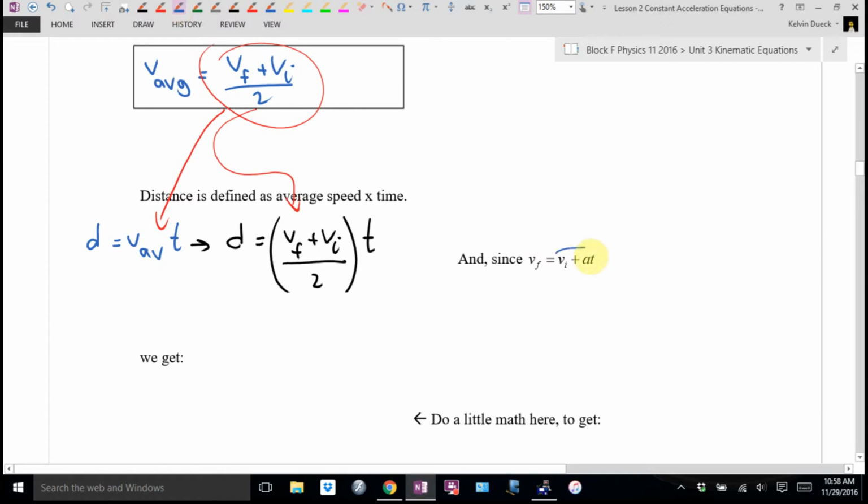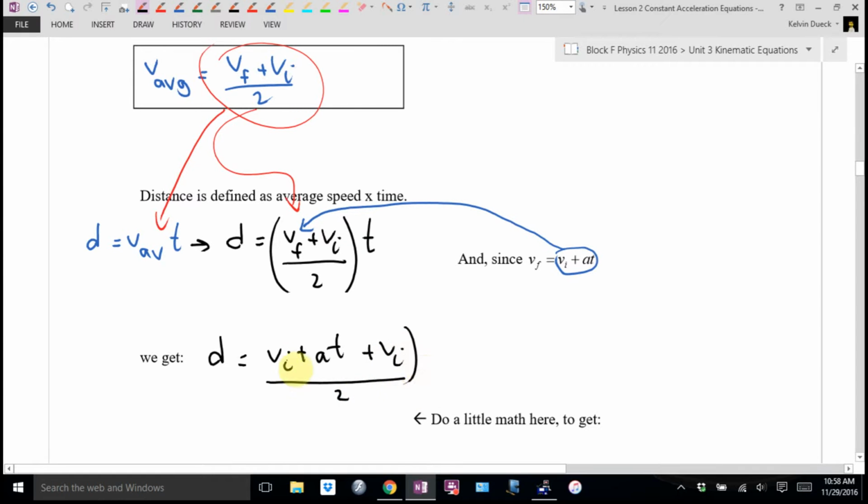I'm going to do that. I'm going to take this VI plus AT, and I'm going to stick it in for that VF, because that's what you just told me. You told me VF can be replaced with VI plus AT. I'm going to get this: D equals VI plus AT plus VI all over 2 times T. So Lexi, this VI plus AT came from this VF. The second VI is just this one dropping down like a domino. And then there's the T, and there's the 2.